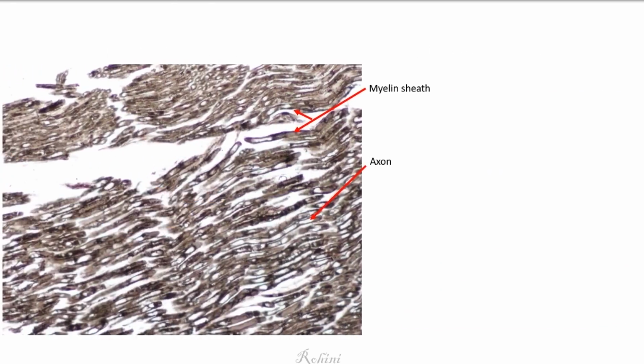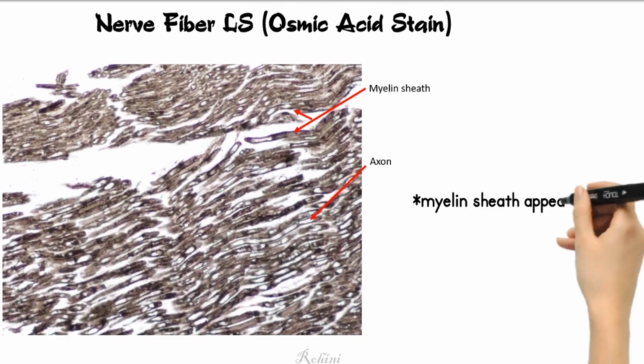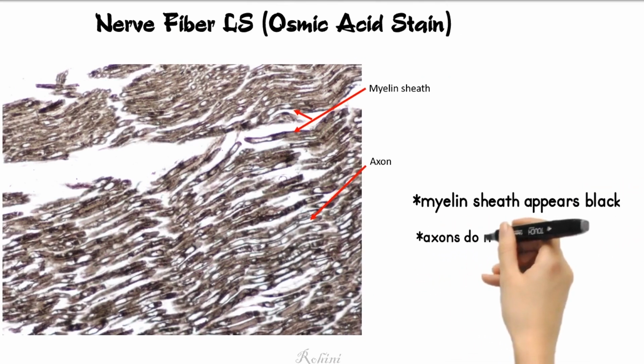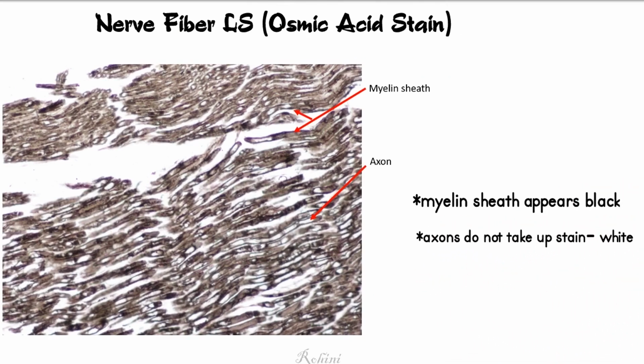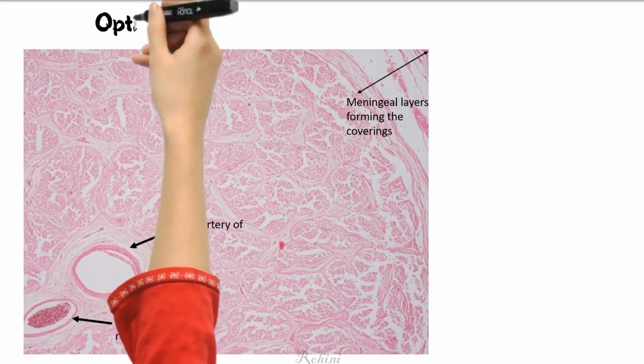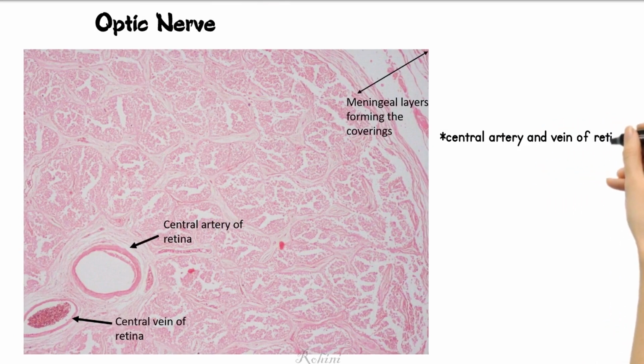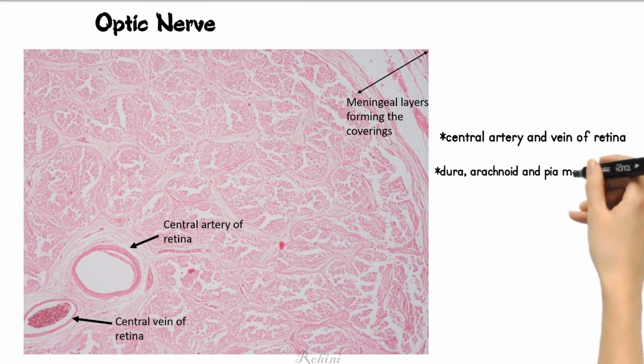The slide of nerve fiber longitudinal section is special stained, where the myelin sheath of the nerve fiber appears black due to the osmic acid stain, while axons are unstained and appear white. In the microscopic anatomy of optic nerve, bundles of axons surround the central artery and central vein of retina, seen along with the meningeal layers forming a covering for the nerve.